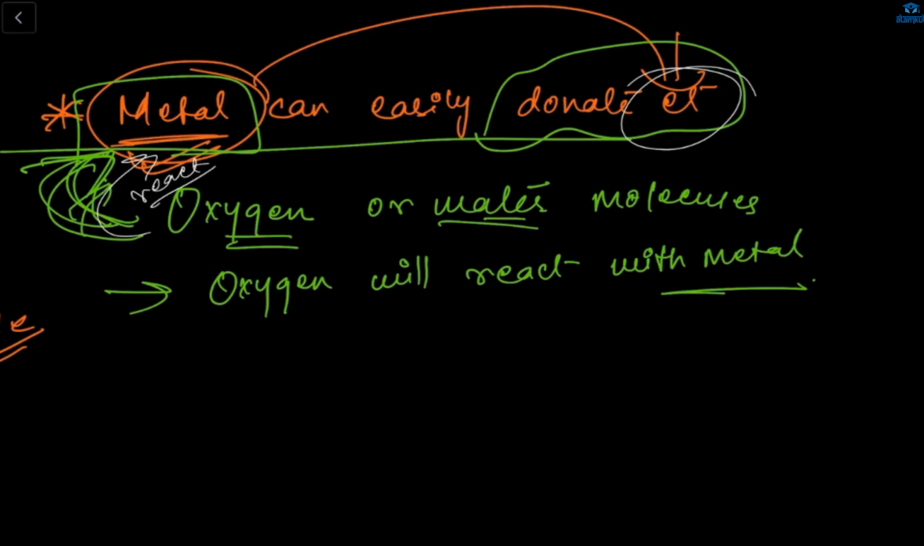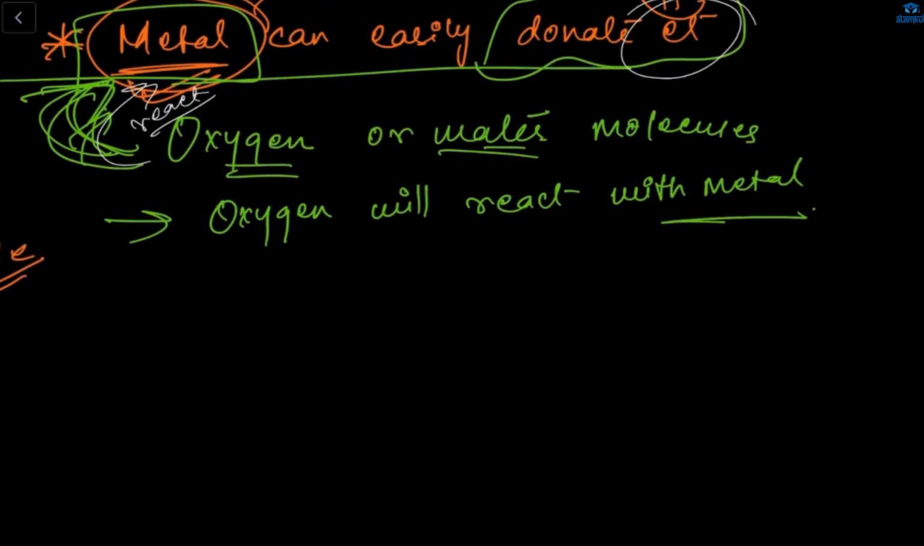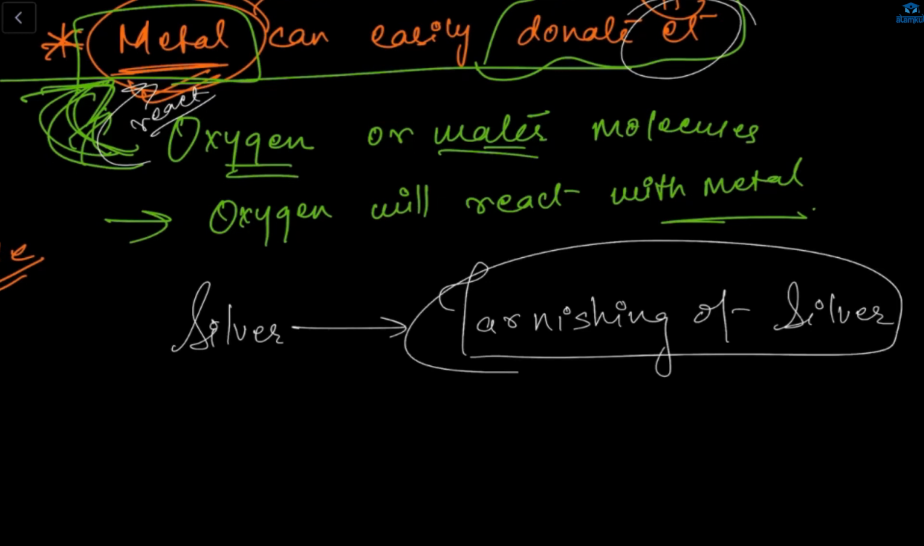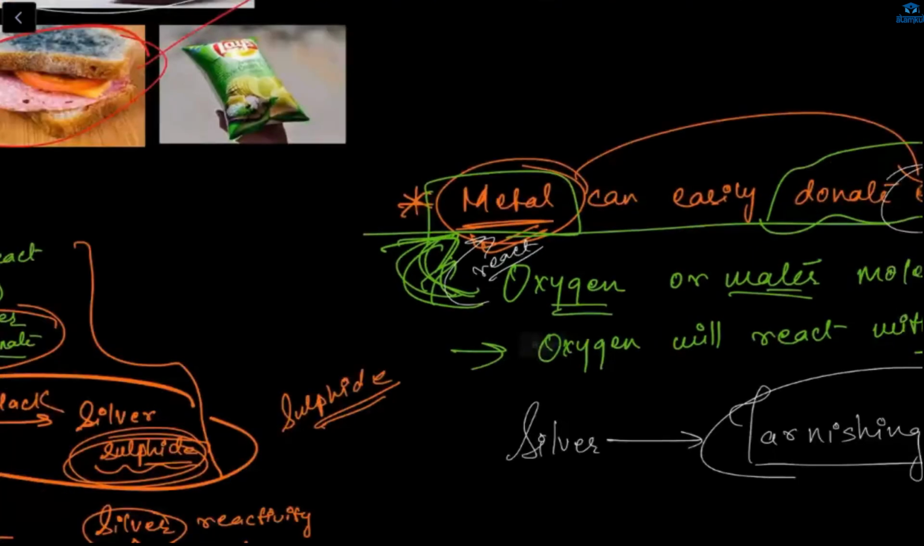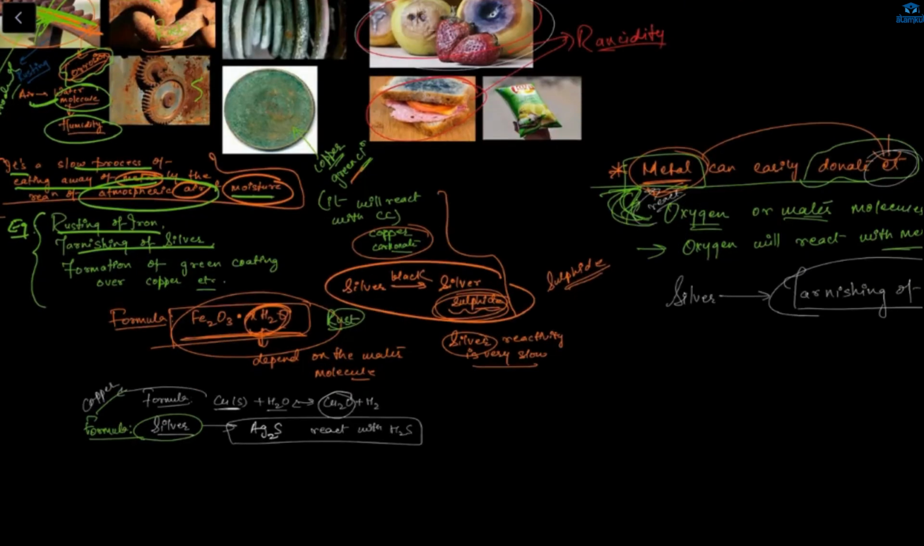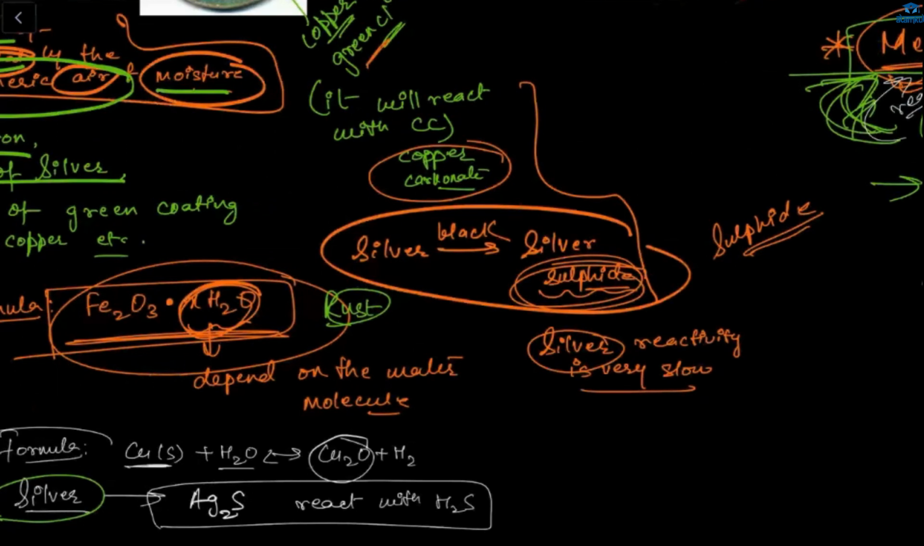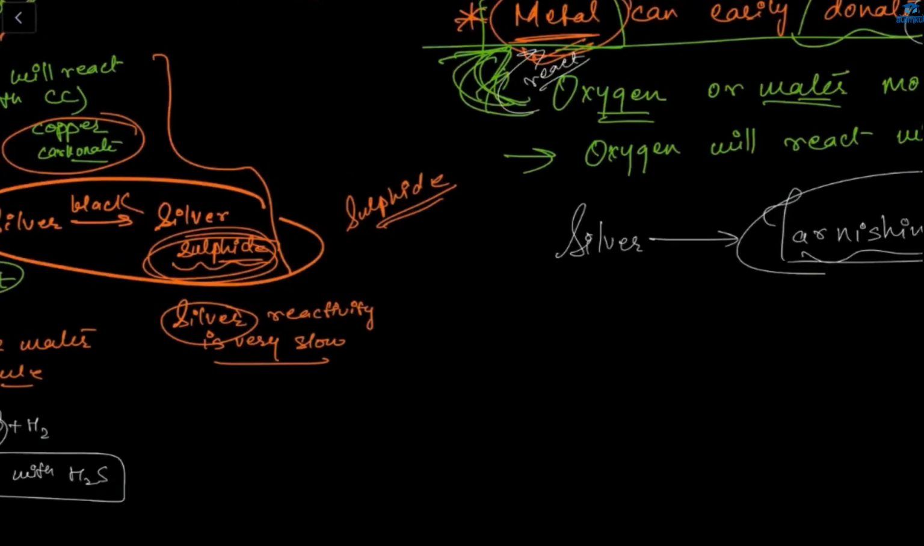Okay, with silver we call it tarnishing of silver, and with iron we call it rusting. With silver we call it what? Tarnishing. Only with iron we call it rust, and with silver we call it tarnishing of silver. And for copper we normally call it corrosion.